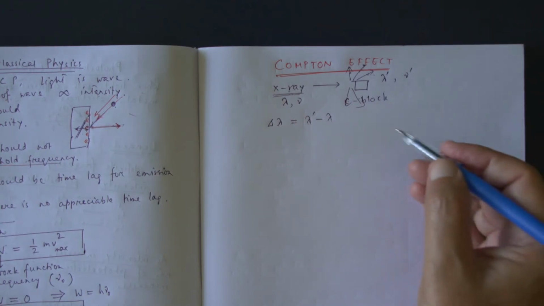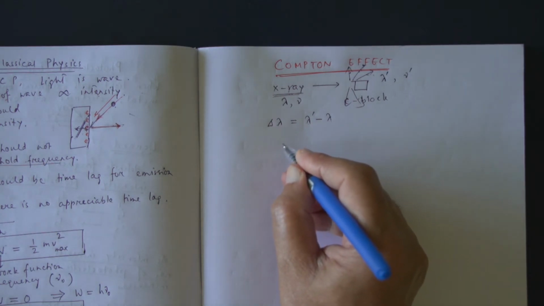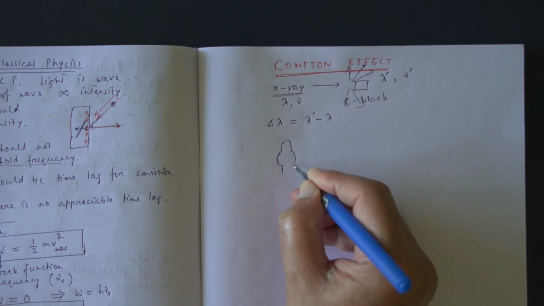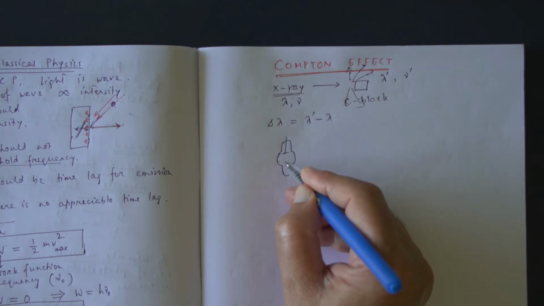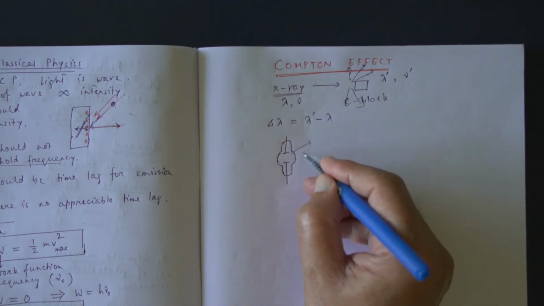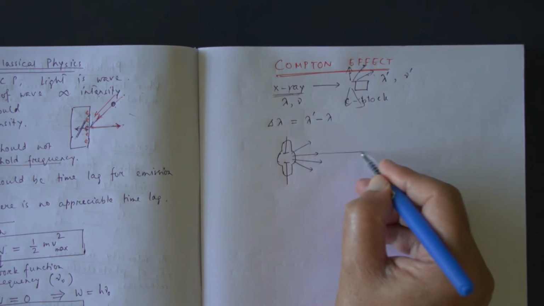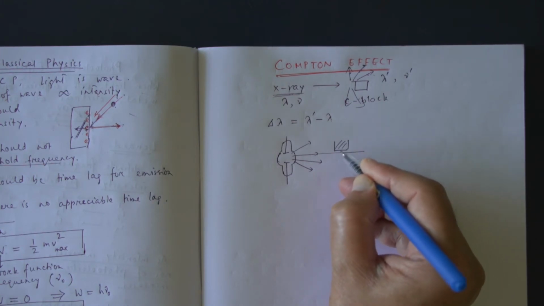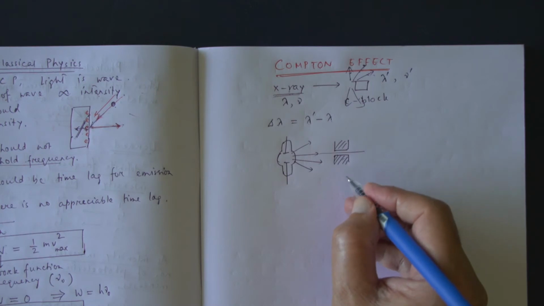Okay, so let me draw it like this. Say this is an X-ray. Here X-ray is produced. X-ray is coming out in all possible directions. Now there is a collimator. This is called a collimator. It will allow a definite beam of X-ray.